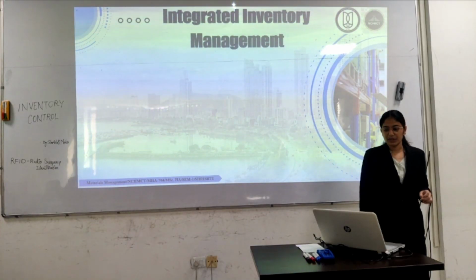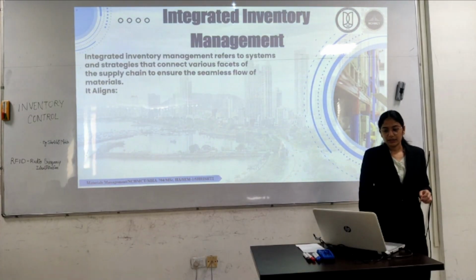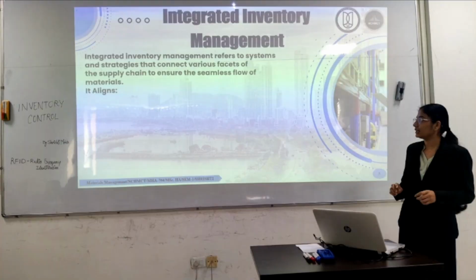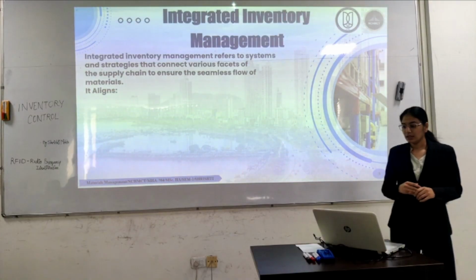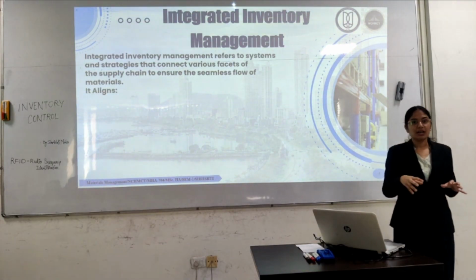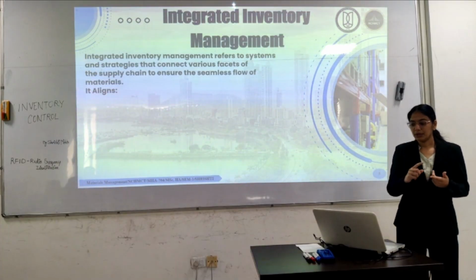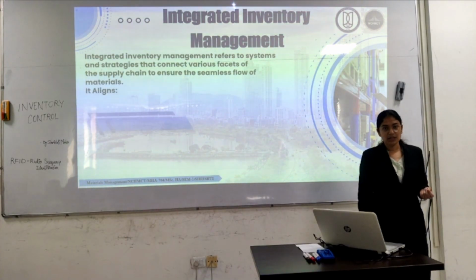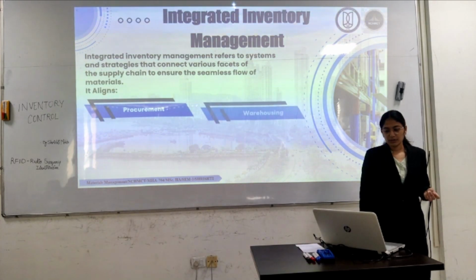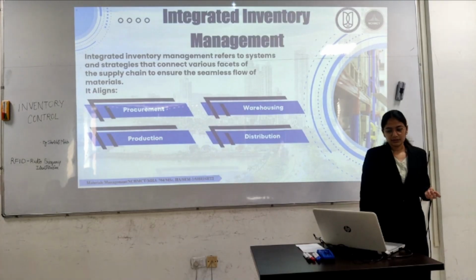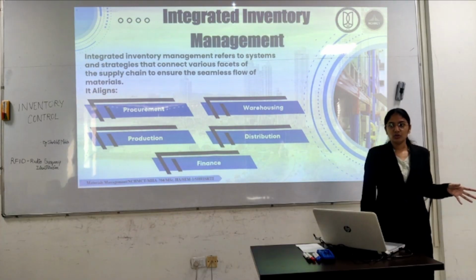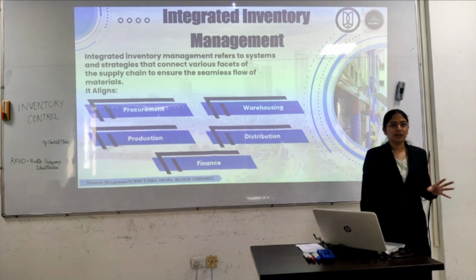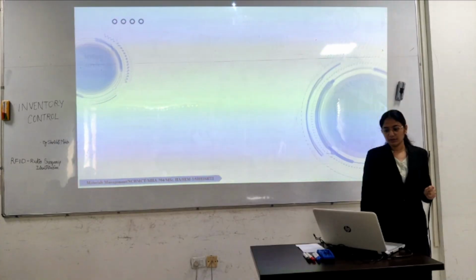Next is integrated inventory management. It refers to the systems and strategies that connect various facets of the supply chain to ensure seamless flow of materials. Basically it connects all parts of the supply chain, like departments such as purchase, stores, accounts, finance. So it aligns procurement of the items to warehousing, then production, distribution and finance, after what all we get from the inventory.